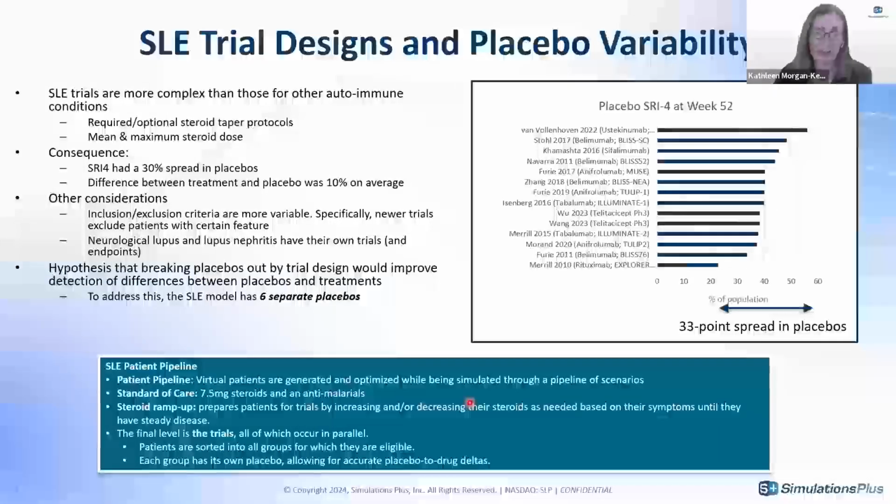Patients start with a standard of care treatment, given 7.5 mg of steroids and antimalarials. Patients then undergo a steroid ramp up by increasing or decreasing their steroids until their symptoms have reached a steady state. At this point, patients are eligible for clinical trials, which then occur in parallel. Patients are sorted into groups for the trials that they are eligible for, and each group has its own placebo.